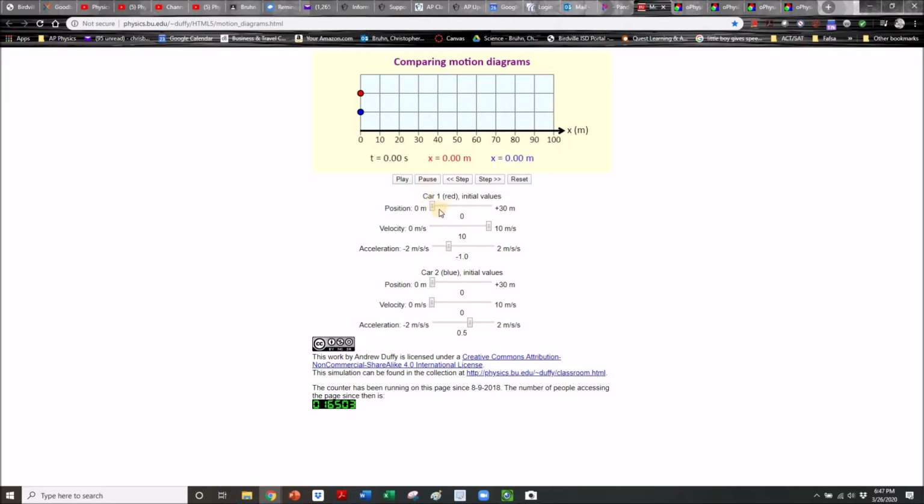So the red one's going to start here, moving to the right at 10 meters per second, but it's going to be accelerating backwards, or to the left, negative. So it's going to be slowing down. The blue one is going to start at rest. It has no velocity, but it's going to accelerate forward. Okay? So have in your mind what the dot diagrams, or the motion diagrams, will look like. So here we go.